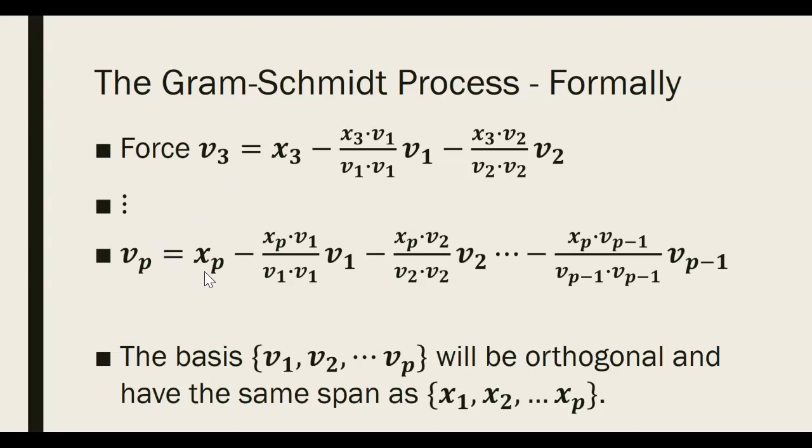You're going to take your xp minus the projection of xp onto v1 minus the projection of xp onto v2 minus the projection of xp onto every v that was already put there. And then my final basis, v1 through vp, will be orthogonal and will have the same span as x1 through xp. Again, I wrote 4 down in the previous slide, but you can go on as many as you want.